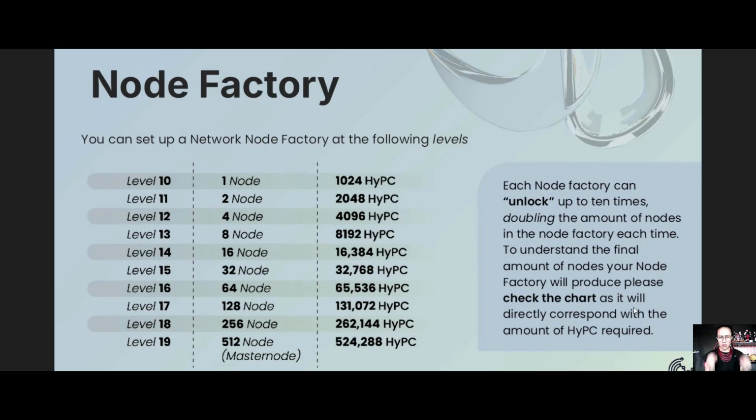Here is a little bit of explanation of the level of the license. Level 10 is connected to one node. Level 19 is connected to 512 nodes and requires this amount of token.